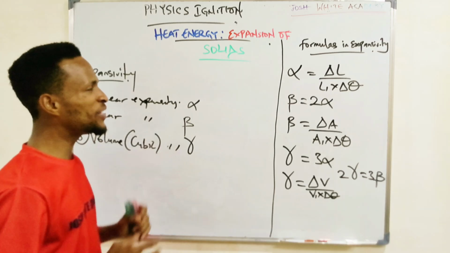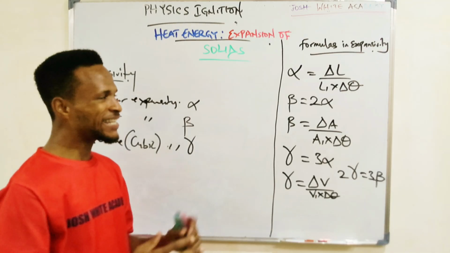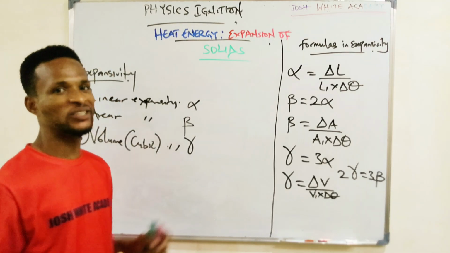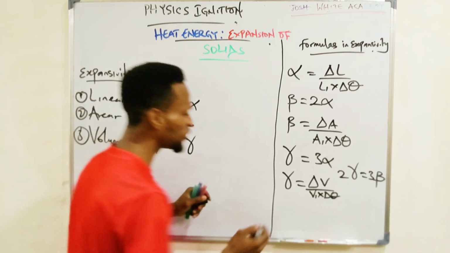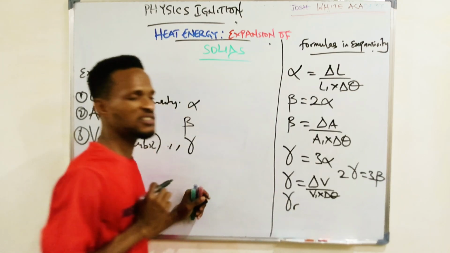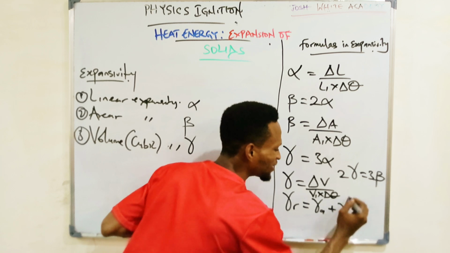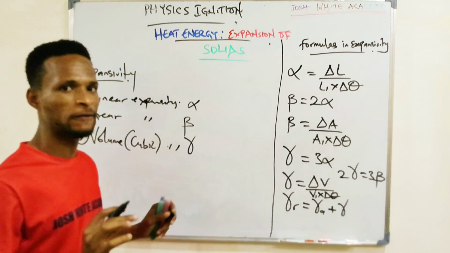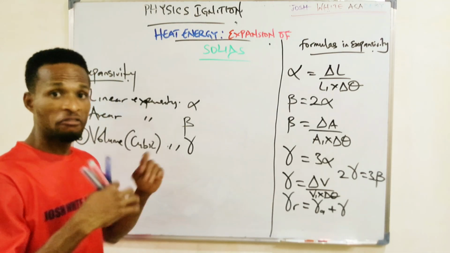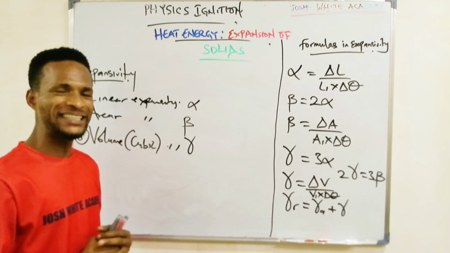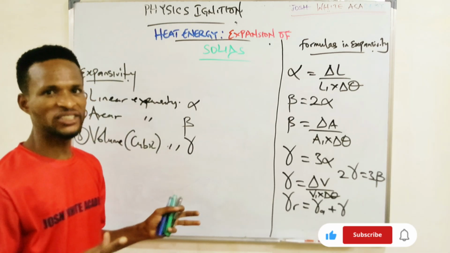When a liquid is heated in an expansible container, not only does the liquid expand, even the container itself expands. In that case, it brings us to what is called real cubic expansivity, which is equal to the apparent cubic expansivity plus the cubic expansivity of the container. Now, the apparent cubic expansivity is the increase in volume per unit volume per degree rise in temperature of the liquid when heated in an expansible container.